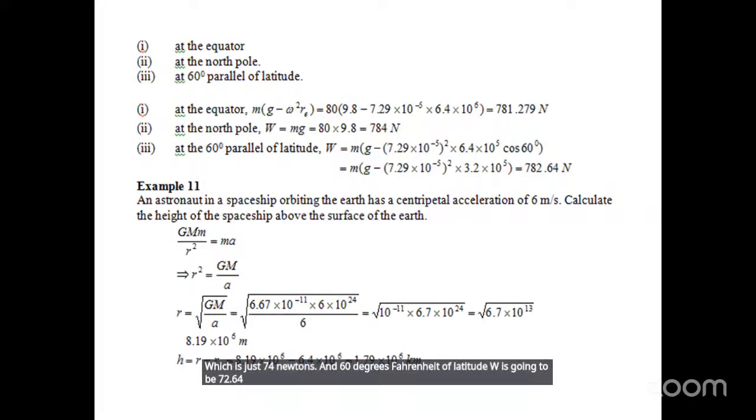The man weighs the most at the North Pole, and the least at the equator, because at the equator he is using the largest proportion of his weight to compensate for rotation.